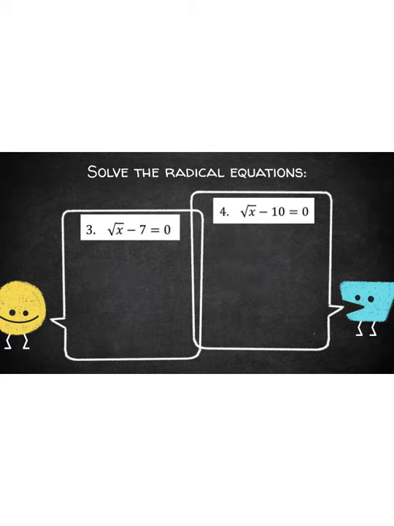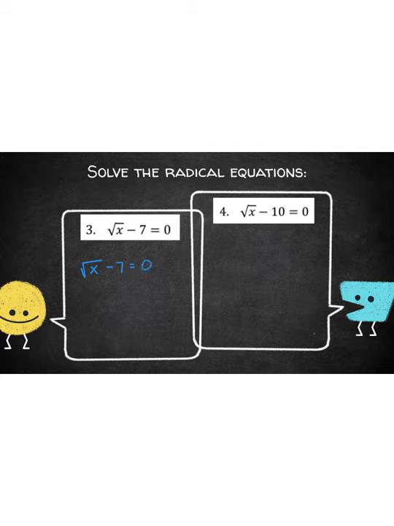Okay, now we're going to take these a step further. Before, you just had x under your radical. And remember, you always want to get x all by itself. Well, now we have the square root of x minus 7 equals 0. So this is going to take a little extra step. I'm going to rewrite this. I'm going to keep my x under the radical, minus 7 equals 0.